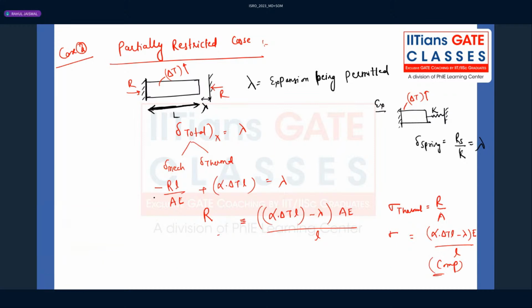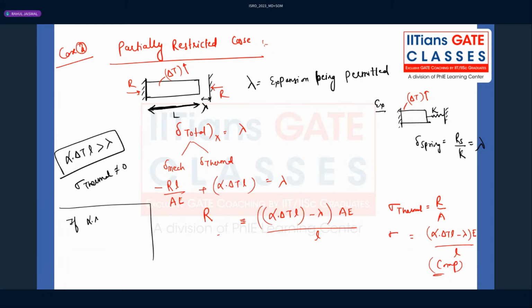For this, you need to understand that alpha into delta T into L should be more than lambda. Then only the thermal stress will not be equal to 0. Otherwise, it will simply be 0. If alpha into delta T into L is less than lambda, then thermal stress will be 0. So those are all the possible cases that they can ask. Note down.